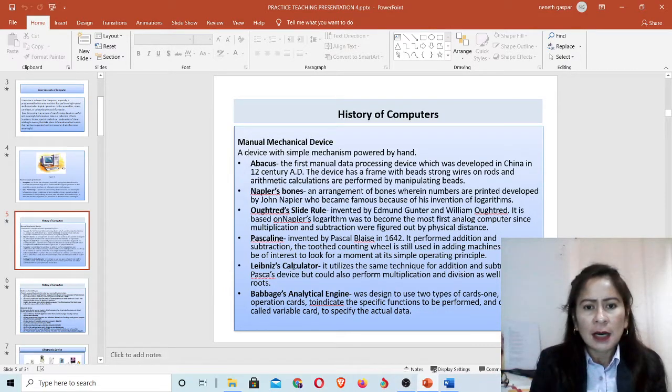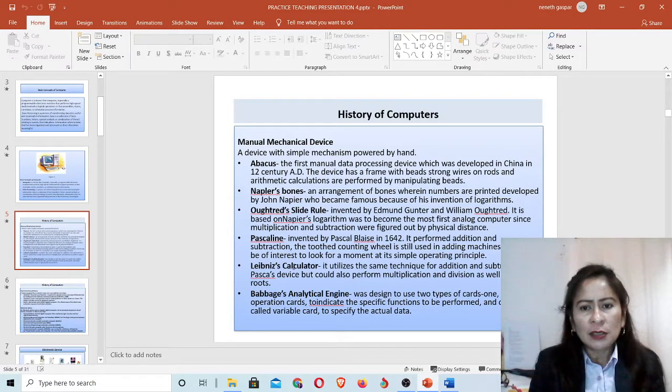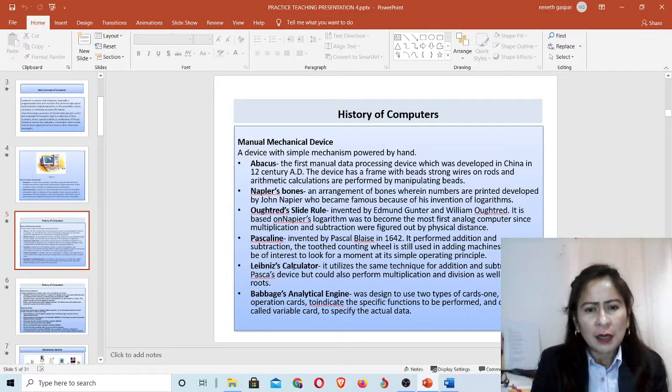Napier's bones, an arrangement of bones wherein numbers are printed, was developed by John Napier, who became famous because of his invention of the logarithm. Next, the Oughtred or slide rule, invented by Edmund Gunter and William Oughtred. It is based on Napier's logarithm and was to become the first analog computer, since multiplication and division were figured out by physical distance.